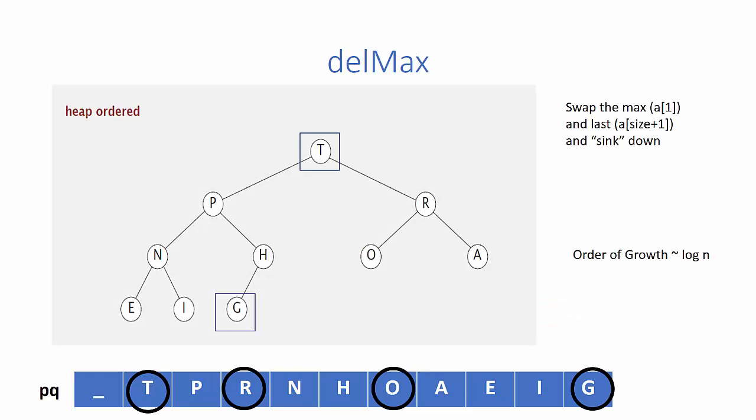Okay, what about delete max? So suppose you want to delete the max, so that means you want to get rid of this. What we do is swap A1 and A of size plus 1. That means we're going to swap these two things, and so we put the G in here. So T and G are swapped, and eventually T is deleted by just reducing the heap size.